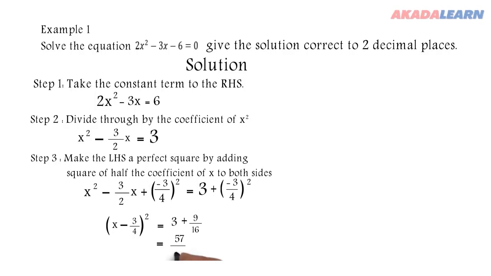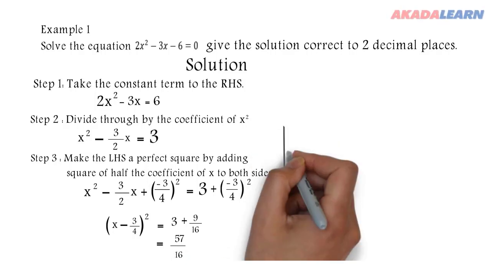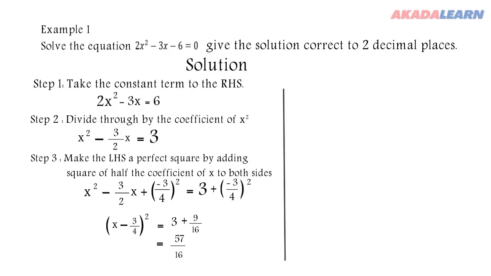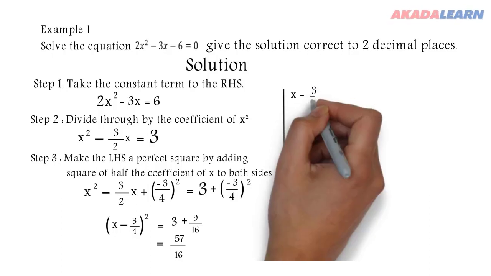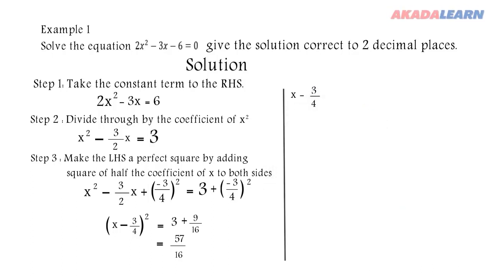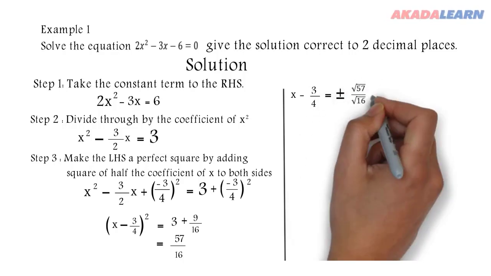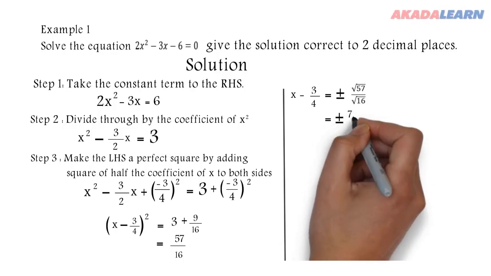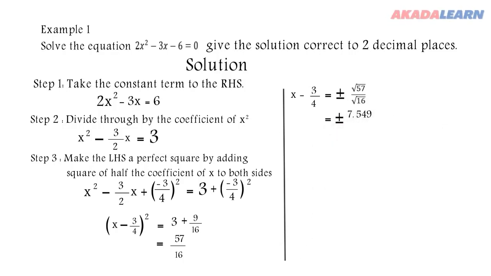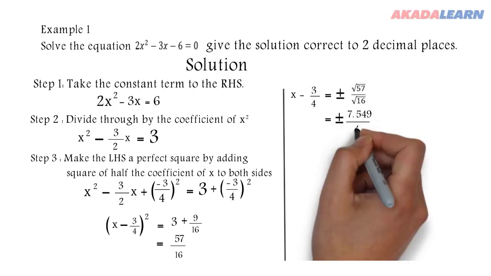So now the next step is that we are going to remove the square from the left hand side, and if we want to remove a square, we take the square root of both sides. So if we do that, we have x minus 3 over 4 is equal to plus or minus the square root of 57 all over the square root of 16, which simplifies to the square root of 57, that is the value right there, over 4, since the square root of 16 is 4.